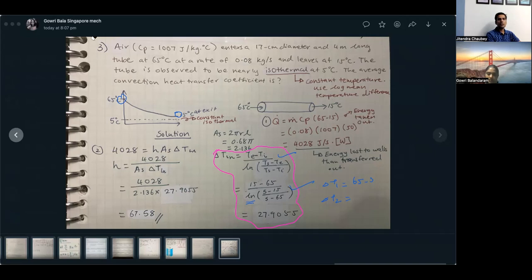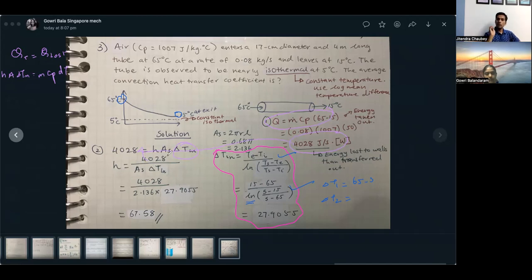It means Q transfer is equal to Q lost. So we can say hA delta T is equal to mCp dt. And you have done that exactly in this question. mCp dt was calculated and then this was equated over here. Delta T over here is delta T mean.